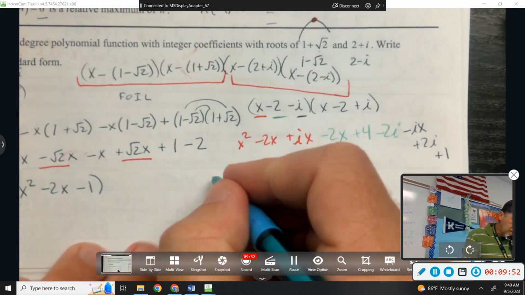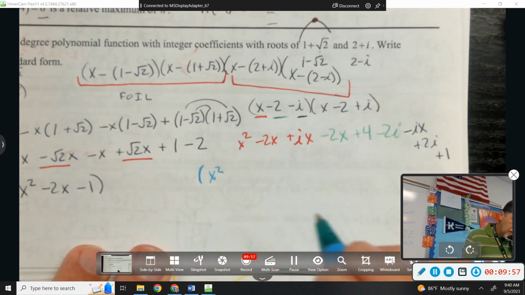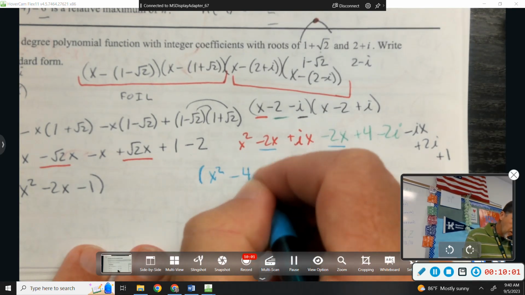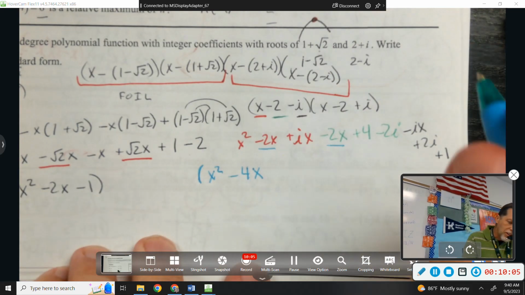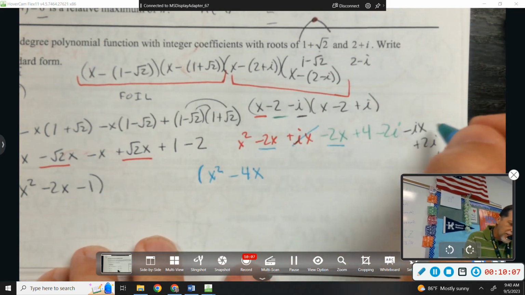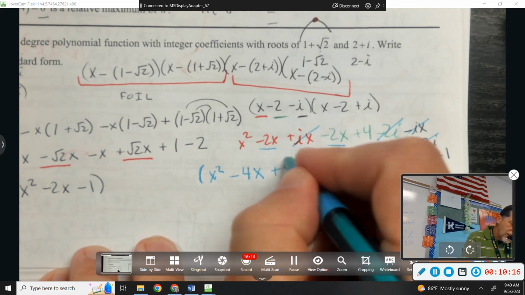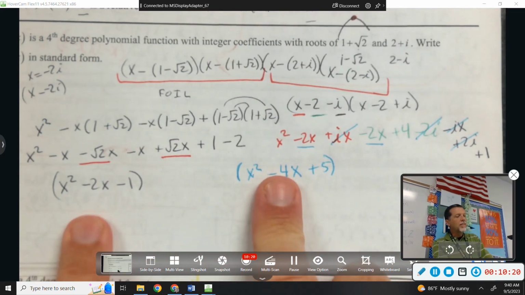So we combine like terms, we get x squared minus 4x. All the i's should go away, right? That's the point of them coming in conjugate pairs like this. ix, 2i, 2i, and then 4 plus 1 is 5. And then now I get to multiply these two together.